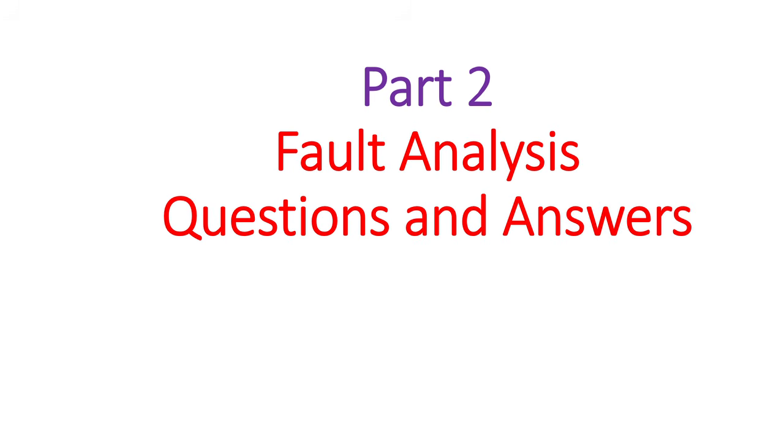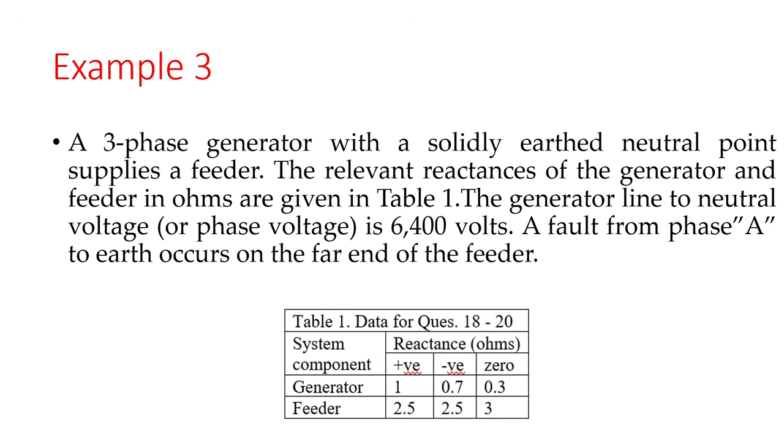Of the fault analysis, where we are continuing to solve more examples on fault analysis. Let's look at another example where there is a fault on phase A to X. It means that there's a line to ground fault.